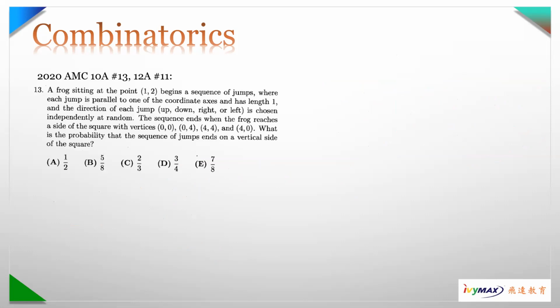Okay, we have a frog sitting on the point (1, 2), beginning a sequence of jumps, where each jump is parallel to one of the coordinate axes and has a length of 1, and the direction of each jump is chosen independently at random. The sequence ends when the frog reaches a side of the square. What is the probability that the sequence of jumps ends on a vertical side of the square? Okay, let's draw that on the graph first.